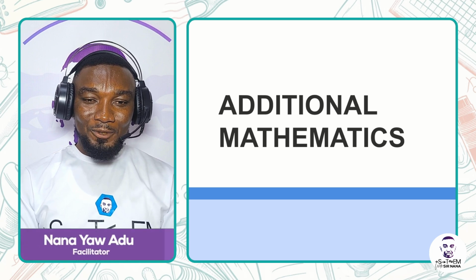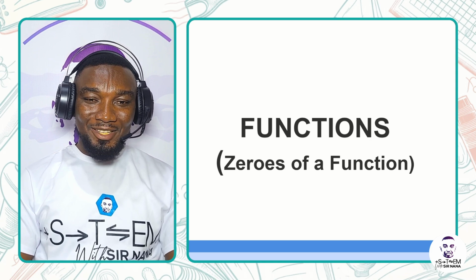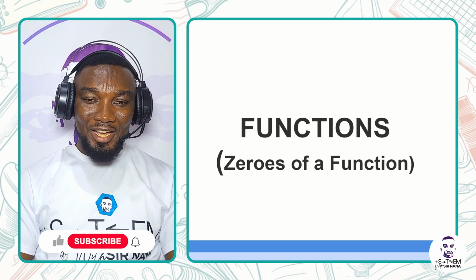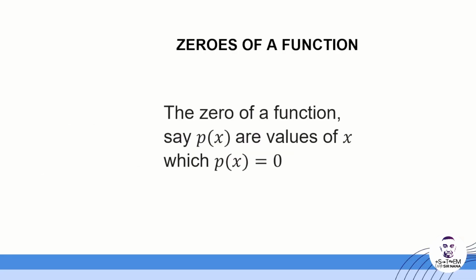In this lesson, we want to look at how we can find the zeros of a function. We want to understand what the zeros of a function means so that we can use that to find some zeros of functions. So now, what is the zeros of a function? Basically, when we talk about the zeros of a function, we are looking at what values make the function zero, right? So in this case, mostly what we see is x. So we say that the zeros of a function, say p of x, are the values of x which make p of x equal to 0.